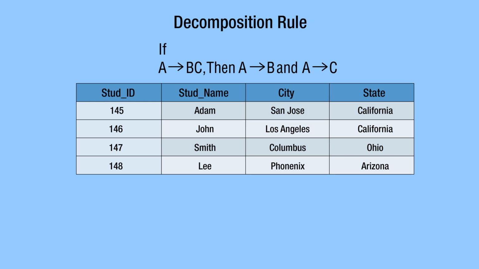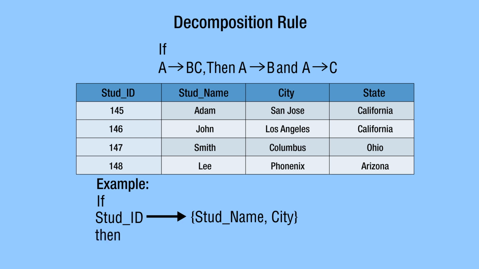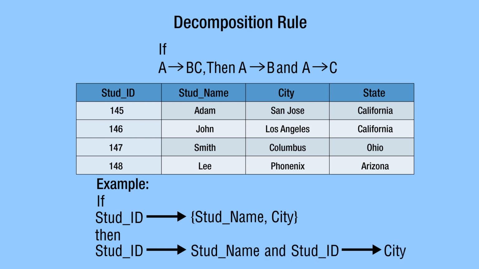Now, we have another inference rule called the decomposition rule or projective rule. This rule states that if A determines BC, then by decomposing it, we can say A determines B and A determines C. Hence, we can also say that the decomposition rule is just the opposite of the union rule. Again, consider the same example of the student table. If student ID determines student name and city, then we can decompose this dependency and say that student ID determines student name and student ID determines city.